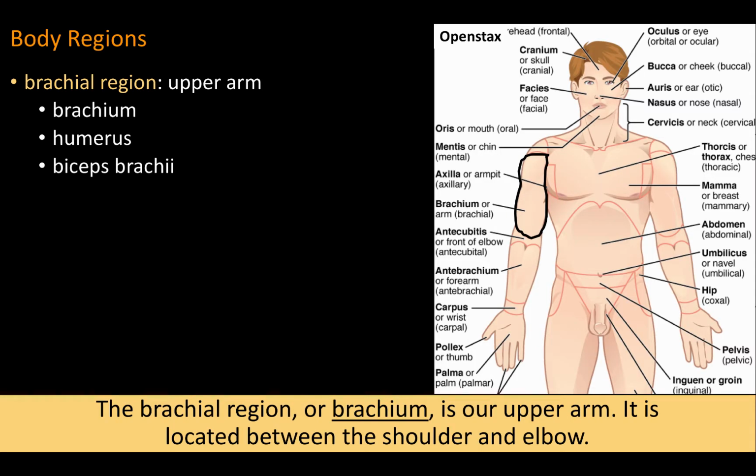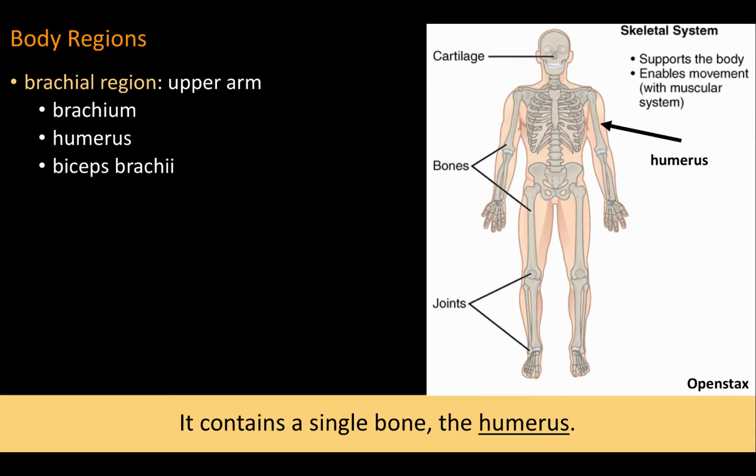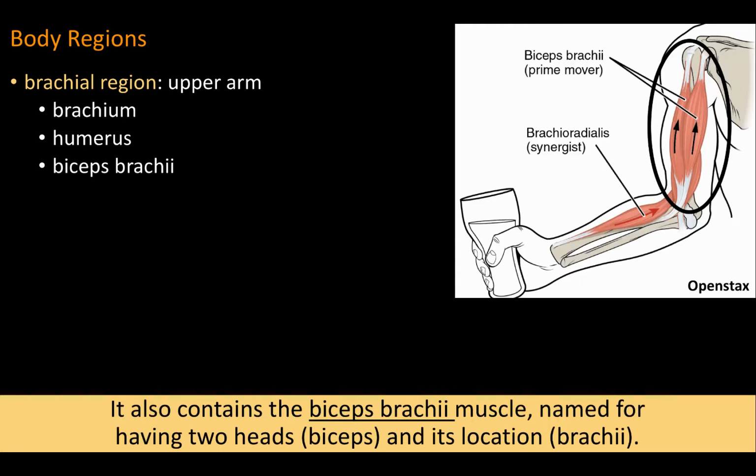The brachial region, or brachium, is our upper arm. It is located between the shoulder and elbow. It contains a single bone, the humerus. It also contains the biceps brachii muscle, named for having two heads, biceps, and its location, brachii.